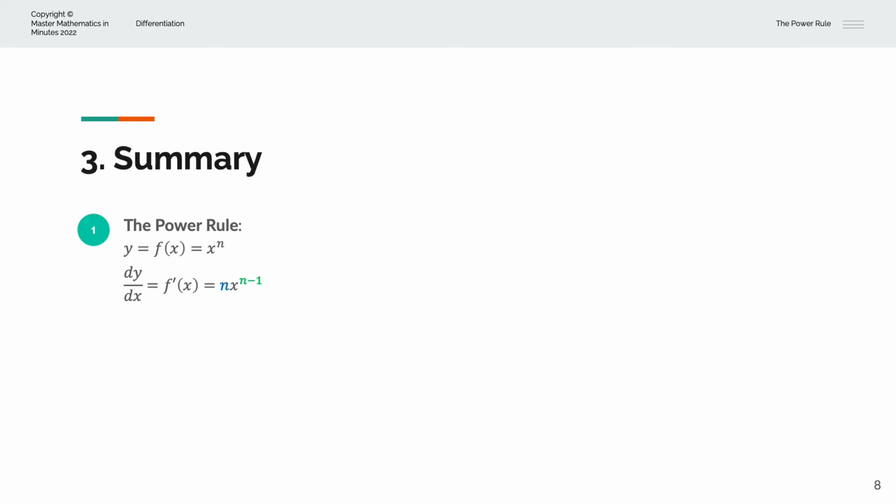So to summarize, the power rule of differentiation states that if you have a function y = f(x) = x to the power of n, dy/dx = f'(x) = n times x to the power of n minus 1.